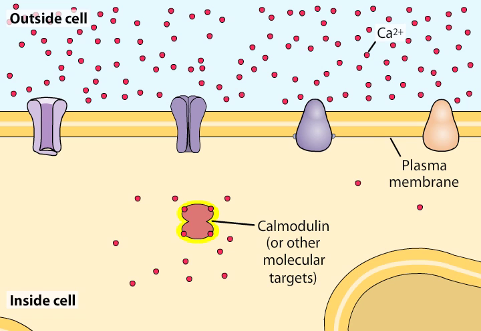Binding of calcium to calmodulin activates this protein. Calmodulin then activates further signaling pathways by binding to downstream targets such as protein kinases.